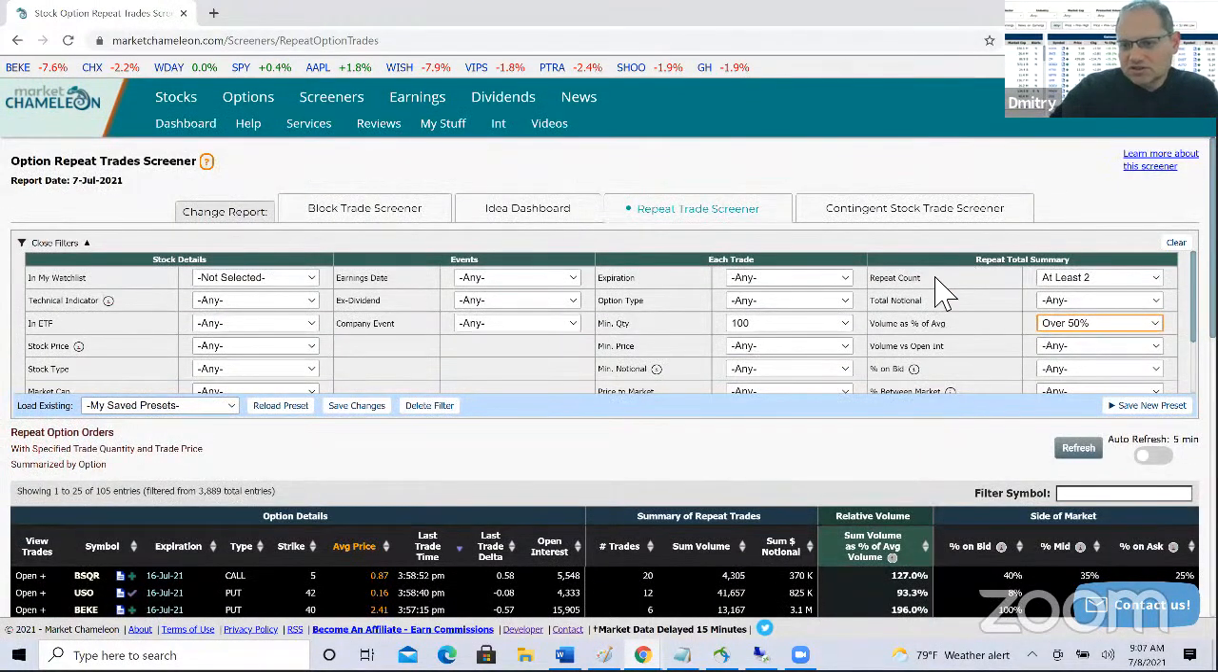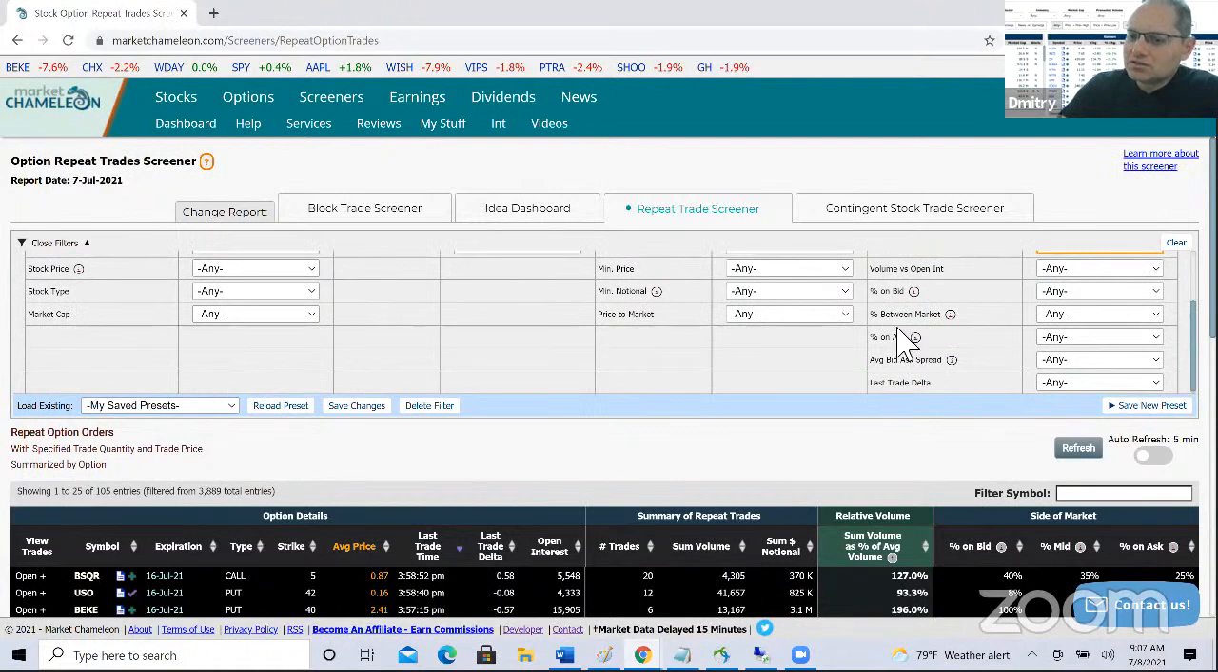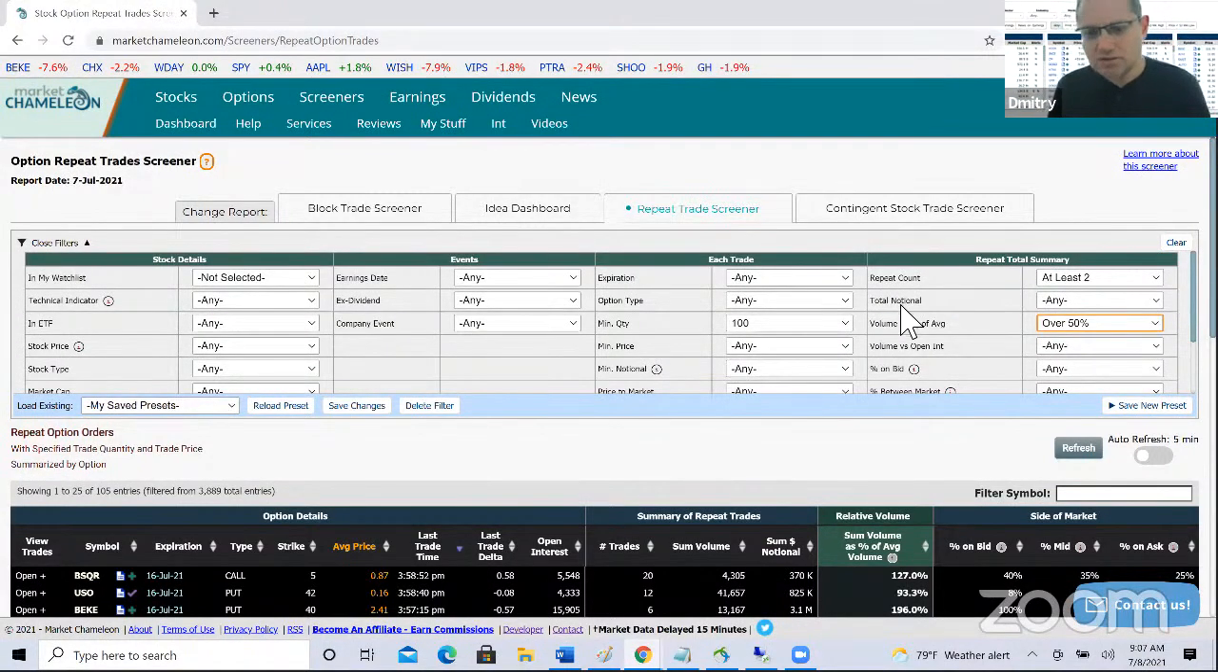We talked about 2 defaults here: at least 2 trades on the same contract, 2 block trades had to trade on the same contract. And then another filter that we added is this. In certain stocks, like SPY, it is not unusual to see repeat trades of 50 contracts or 100 contracts or 200 contracts on a single contract, because it trades so much. So you want to filter for something that might be of particular interest, something unusual.